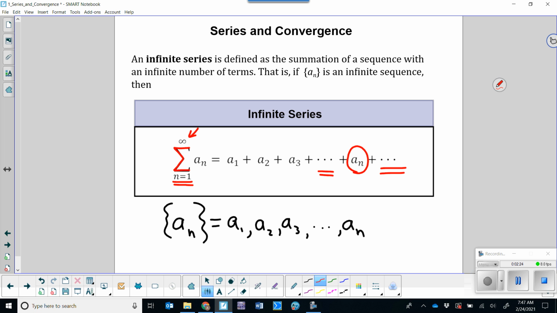Okay, and so again, a sequence is written in curly braces, and a sequence is a list, so you have commas, and a series is a sum, so you have plus signs.